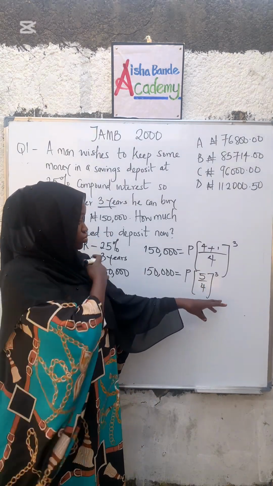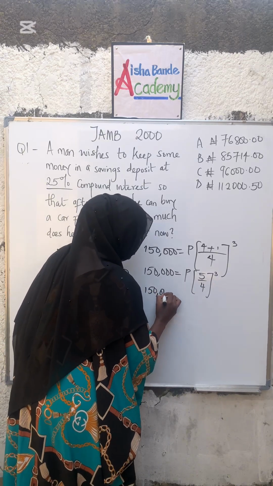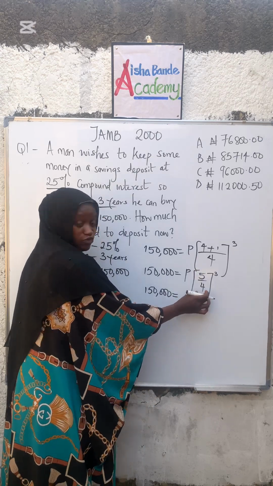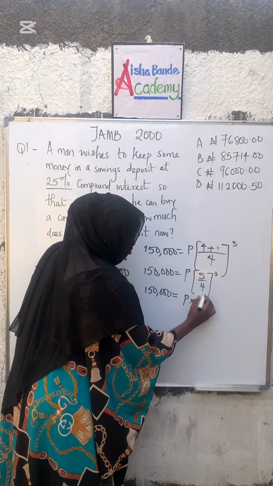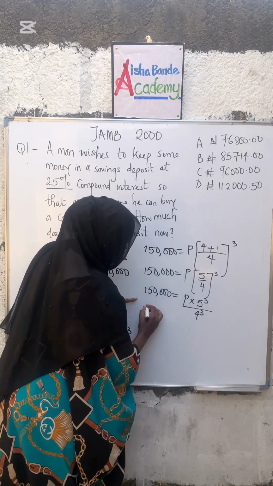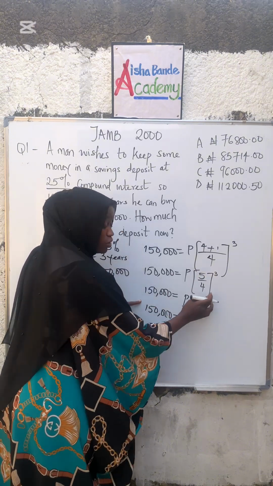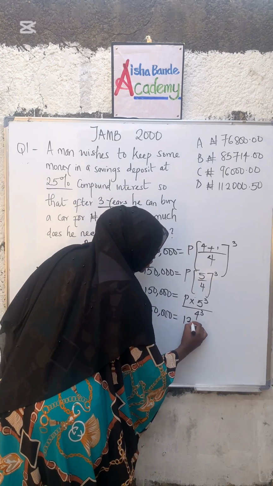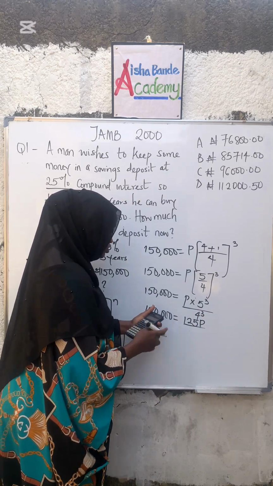So here all we need to do is to continue solving. This is the same thing as saying 150,000 is equal to P times, this 3 here is affecting the values here in the bracket. Here we have 5 raised to the power of 3 over 4 to the power of 3. Okay, so we have 150,000 is equal to P times 5 to the power of 3 gives us 125, over 4 to the power of 3 gives us 64.